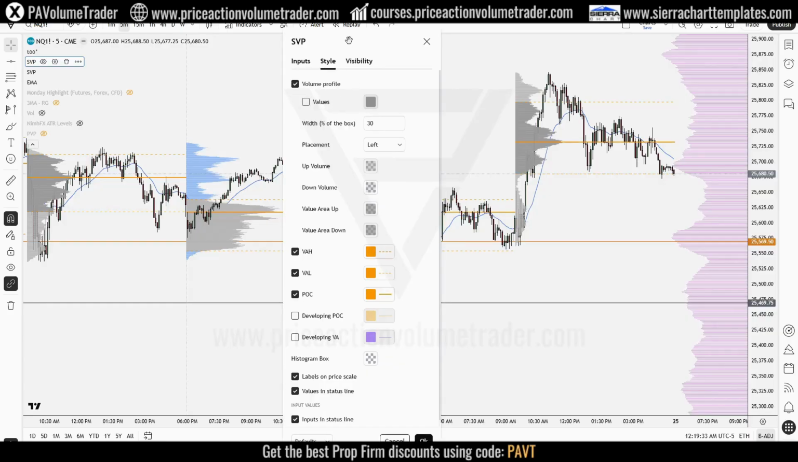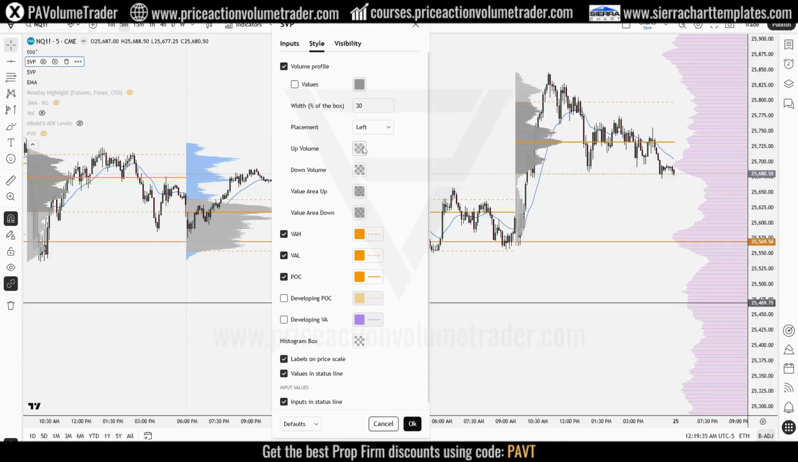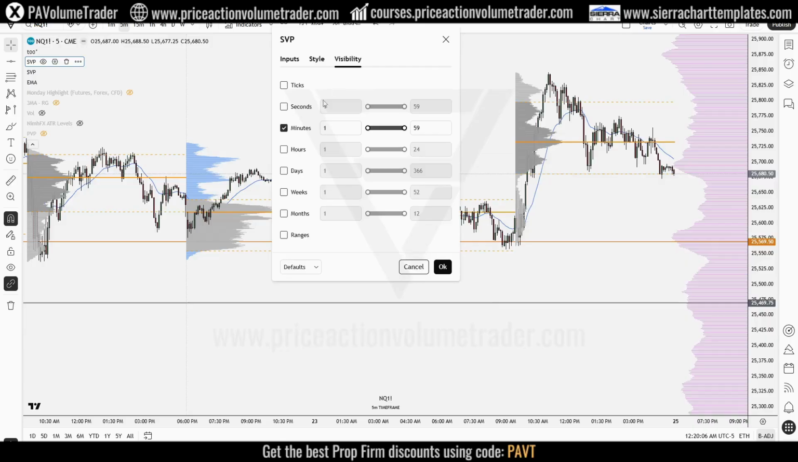Then in style, I have the up volume in lighter gray, and then the value area in darker gray. And I do have enabled the value area high, low, and point of control lines, which you can see. Value area high and low are dashed lines, and the point of control is a solid line. Okay, so that is my settings, and visibility only in the minute time frames.